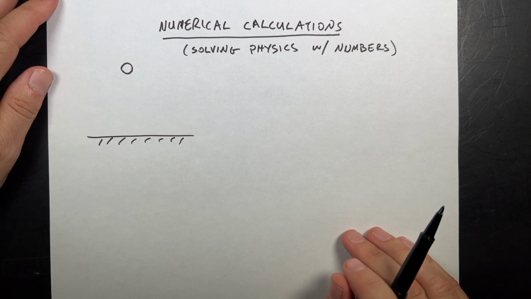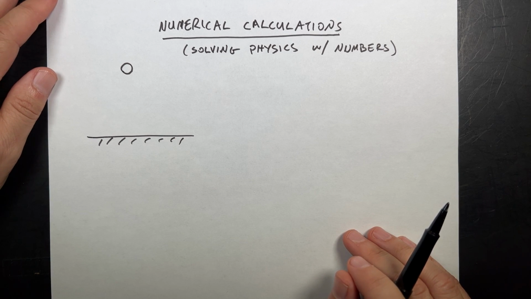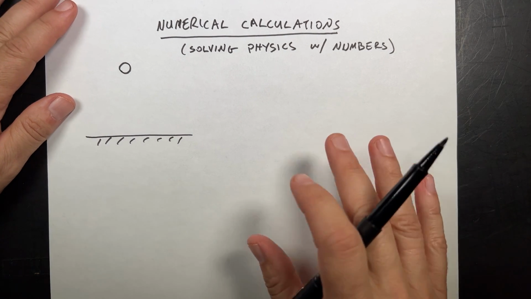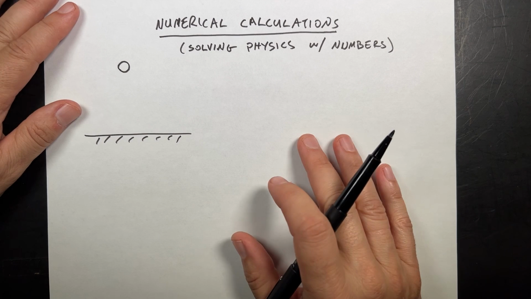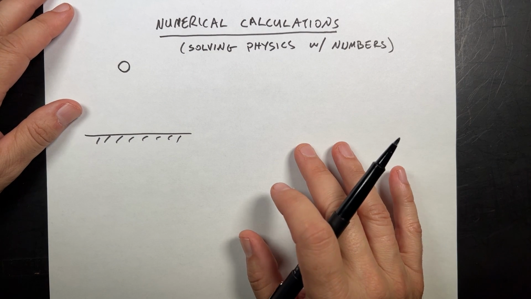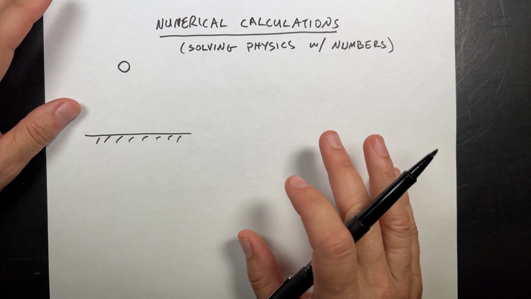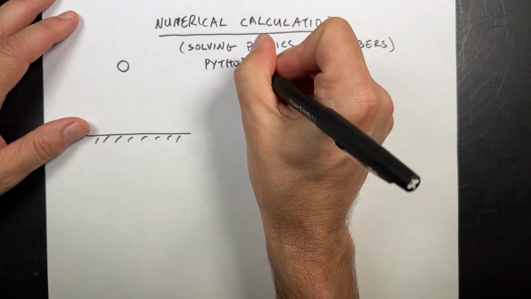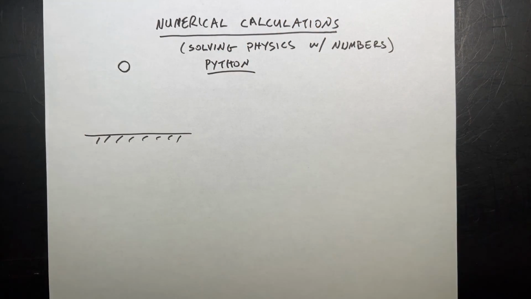I've done this before, but sometimes you just got to redo things and start from scratch again. And I'm going to show you how to solve a physics problem using numbers. This is a numerical calculation, and of course, I'm going to use something that looks a lot like Python. That's technically not Python.